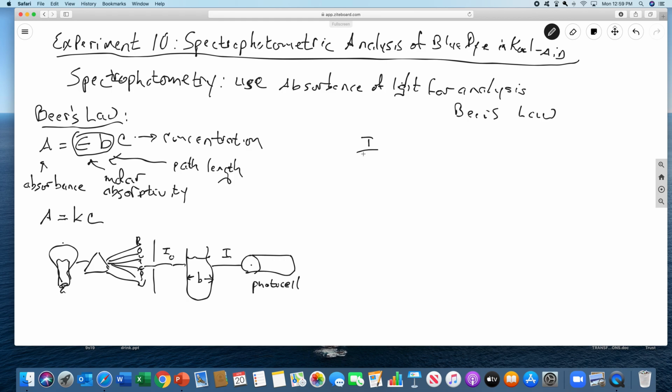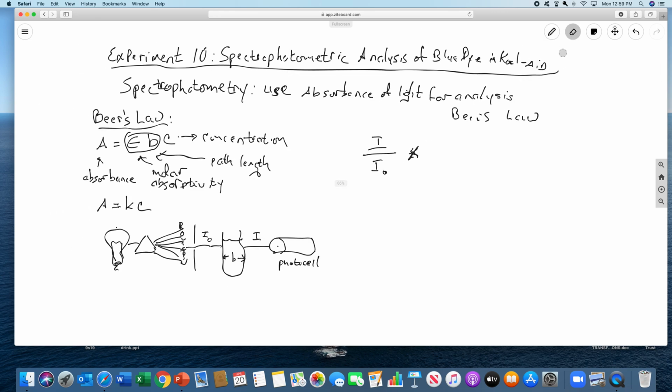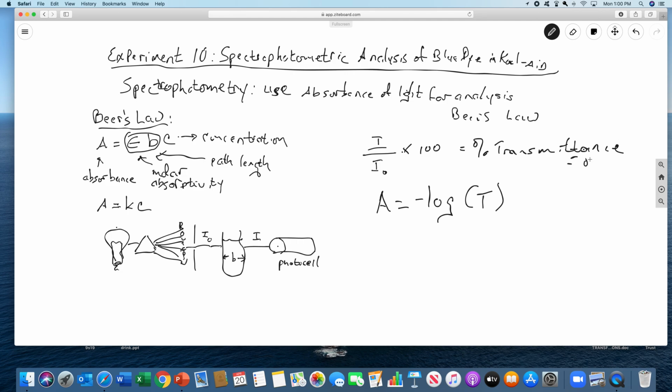The ratio of I to I0, times 100, is the percent transmittance. In the old days, you had to do the math. Nowadays, we have computers. Absorbance is the negative of the logarithm of the transmittance. All right, and so the instrument does this calculation for us.